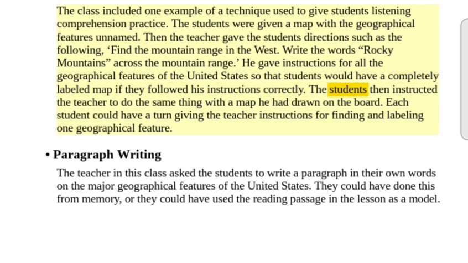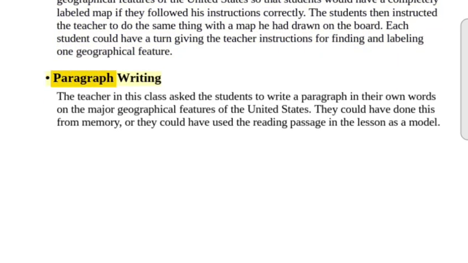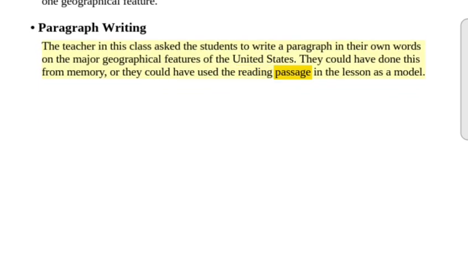The students then instructed the teacher to do the same thing with a map he had drawn on the board. Each student could have a turn giving the teacher instructions for finding and labeling one geographical feature. Paragraph writing. The teacher in this class asked the students to write a paragraph in their own words on the major geographical features of the United States. They could have done this from memory, or they could have used the reading passage in the lesson as a model.